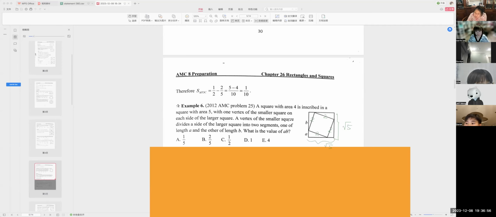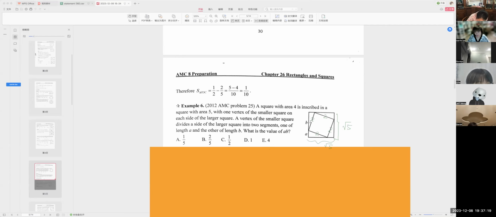With one vertex of the smaller square on each side of the larger square, okay? A vertex of the smaller square divides the side of the larger square into 2 segments, one of length A and the other of length B. What is the value of A times B? Okay, so we all know that, actually.